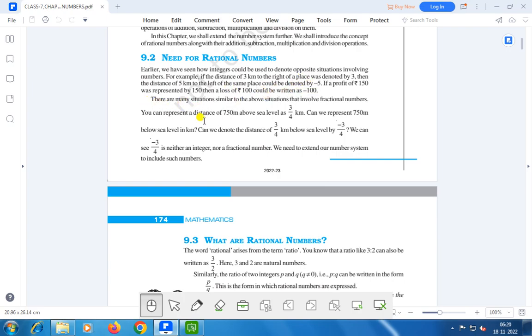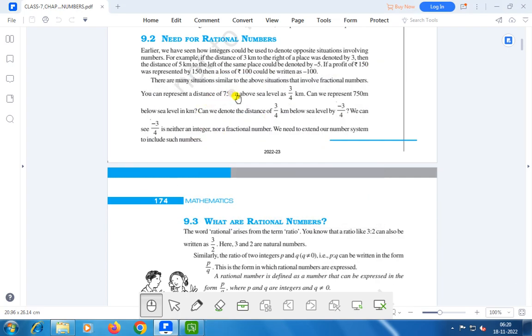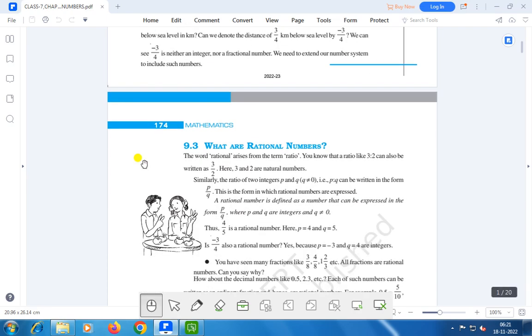There are many situations similar to the above situations that involve fractional numbers. You can represent a distance of 750 meter above sea level as 3 by 4 kilometer. Can you represent 750 meter below sea level in kilometer? Can you denote the distance of 3 by 4 kilometer below sea level by -3 by 4? We can see -3 by 4 is neither an integer nor a fractional number. We need to extend our number system to include such numbers.